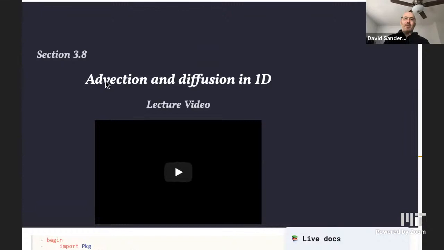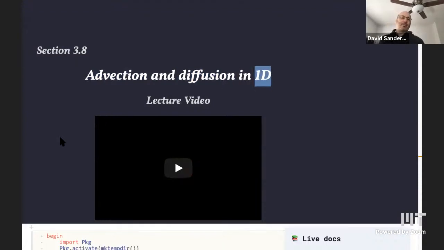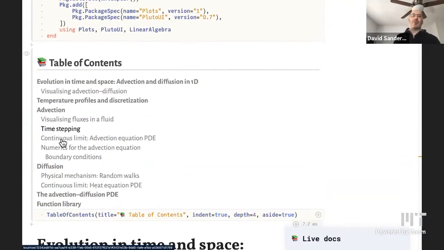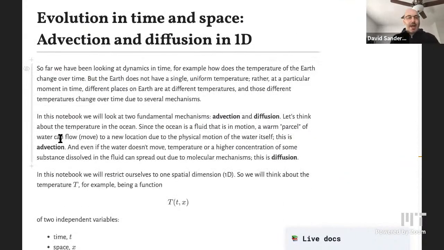What we're going to look at in particular are two types of physical processes relevant to climate models, which are called advection and diffusion. Today I'll start by looking only in one dimension. Of course, we're going to go through what advection and diffusion are. So what is the idea?